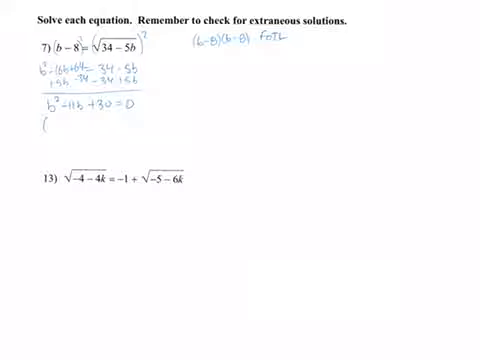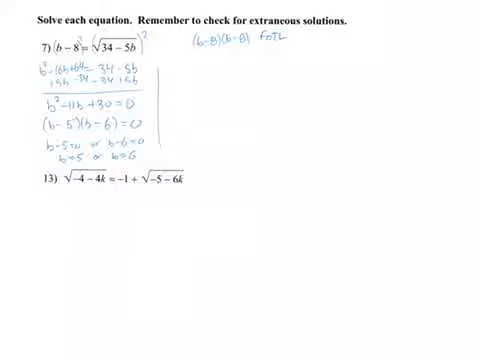So I'm going to find factors of 30 that add up to 11. And I believe that would be 5 and 6, because 5 times 6 gives you 30, and 5 plus 6 gives you 11. So that means b minus 5 is equal to 0, or b minus 6 is equal to 0. That means b is equal to 5, or b is equal to 6, based on what we found.